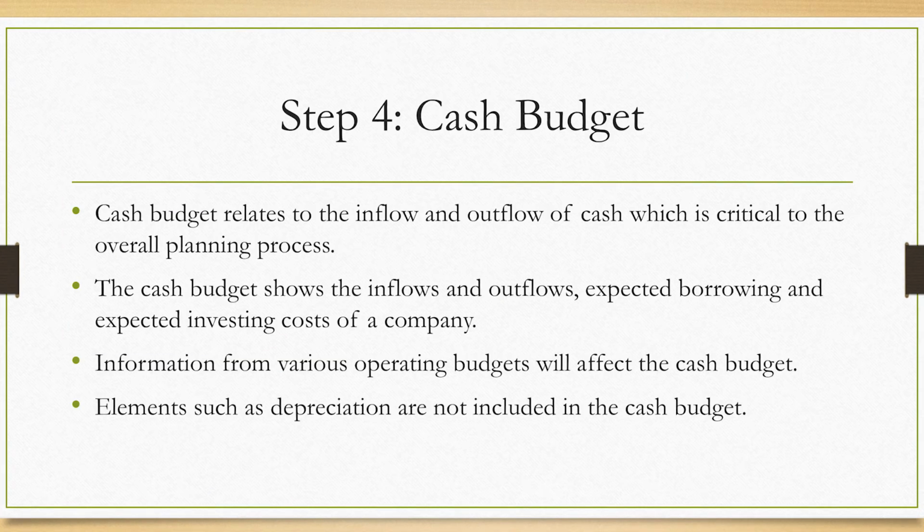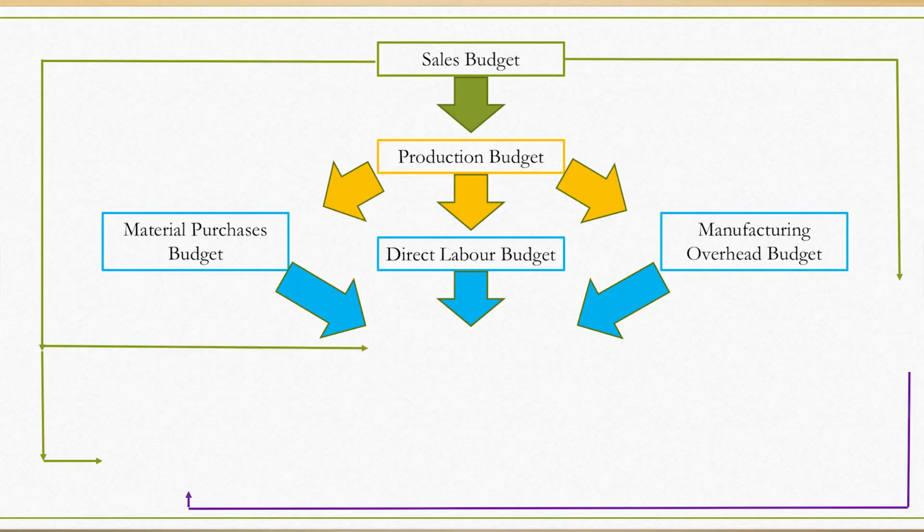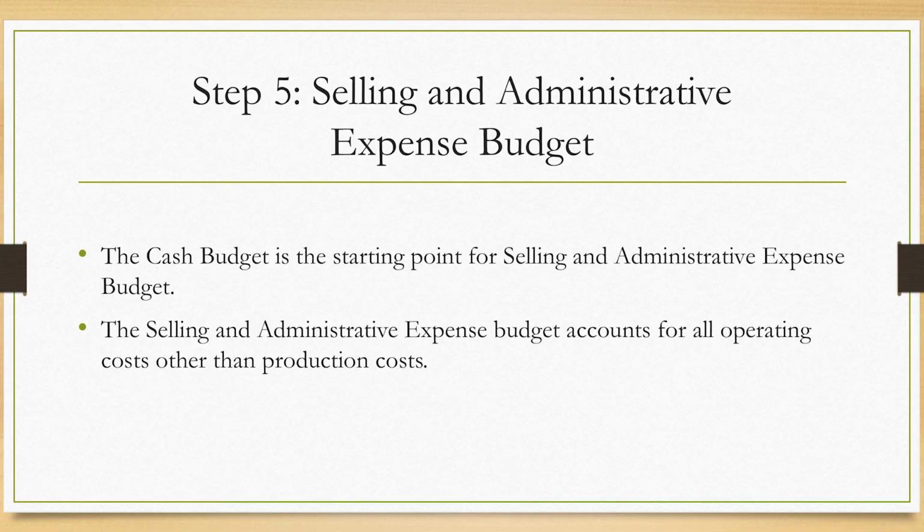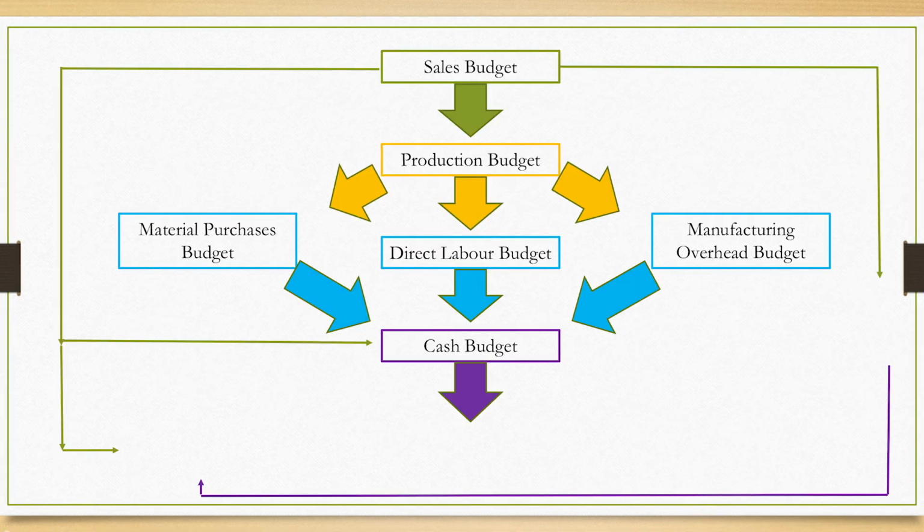Then there is Step 4, the cash budget. The cash budget shows the inflows and outflows, expected borrowings, and expected investings of a company. Information from various operating budgets will affect the cash budget estimated. Step 5 is the selling and administrative expense budget. The cash budget is the starting point for this. The selling and administrative expense budget accounts for all operating costs and other production costs.